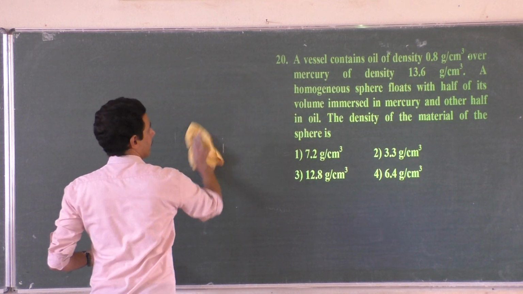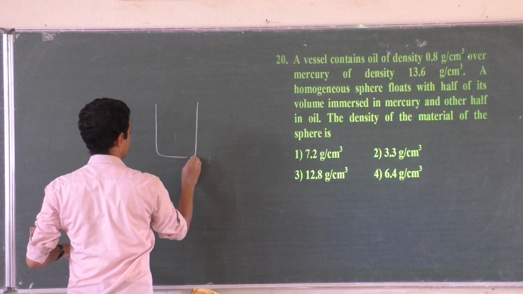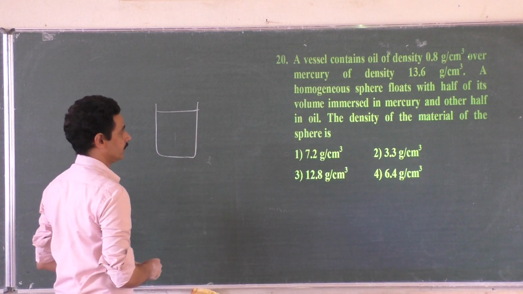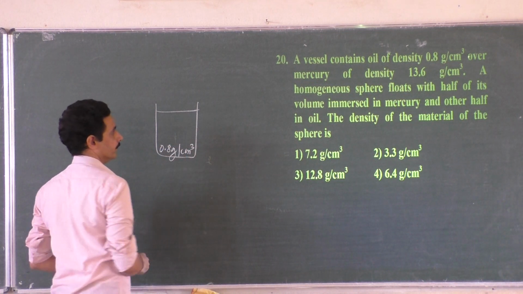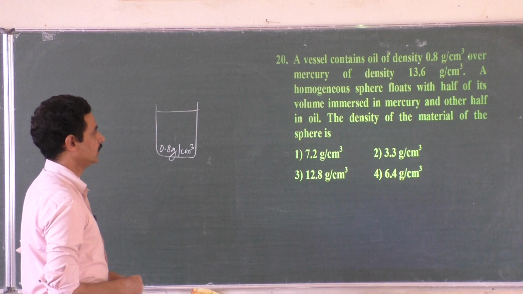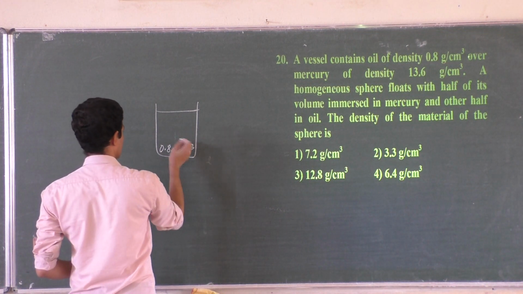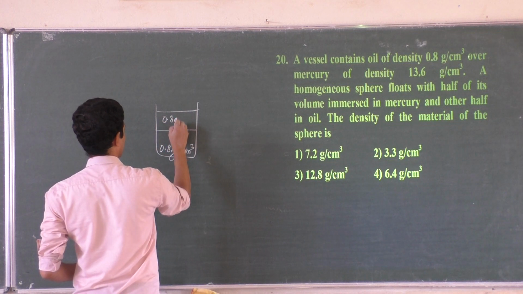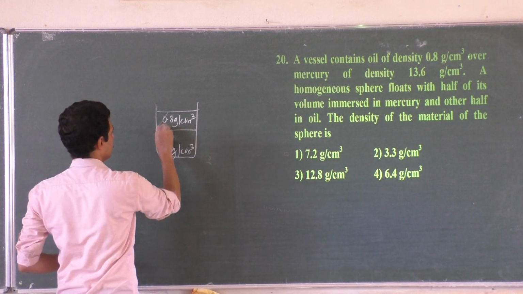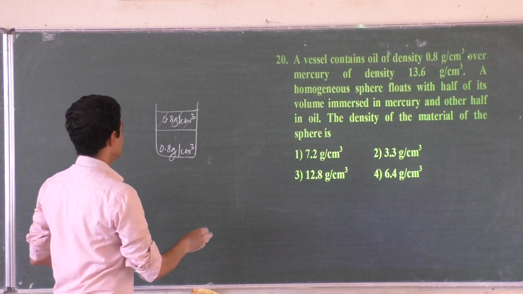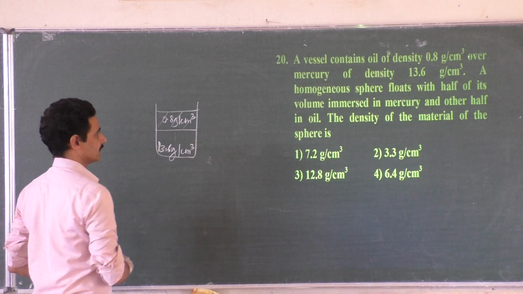Okay, we will write it. A vessel contains oil of density 0.8 gram per cm cube, over mercury of density 13.6 gram per cm cube. This is oil, 0.8 gram per cm cube, over mercury, 13.6 gram per cm cube.